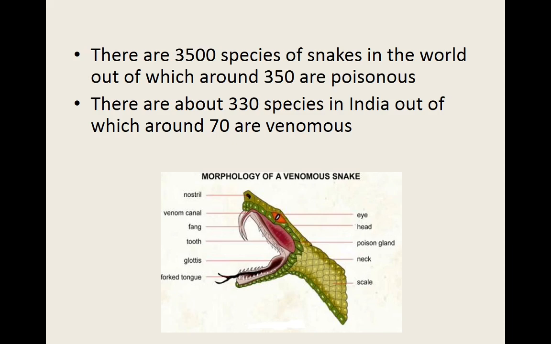So regarding the morphology of a venomous snake, that is a poisonous snake. What differentiates a poisonous snake from a non-poisonous snake? Okay, so usually, these poisonous snakes secrete poisonous venom. Okay, that is the secretion in the parotid gland. Can you see this gland here? This is the parotid gland of the snake.